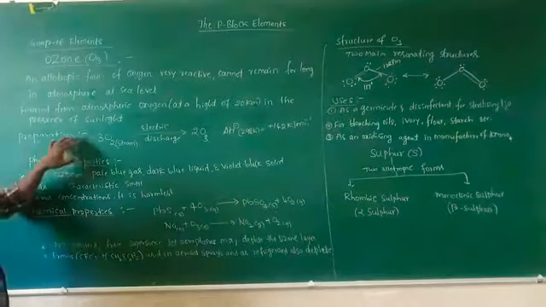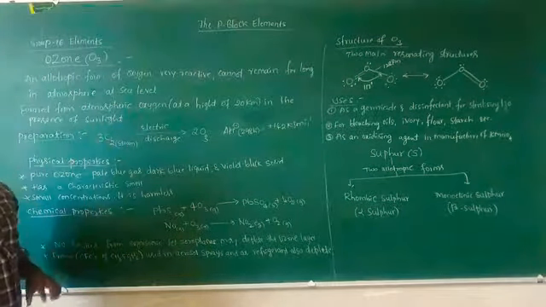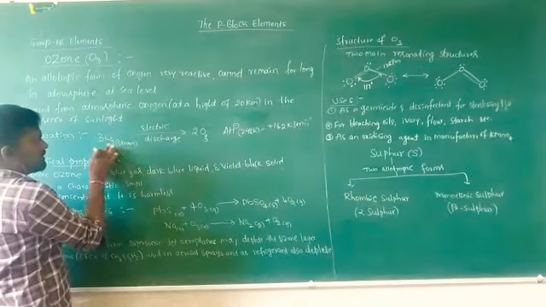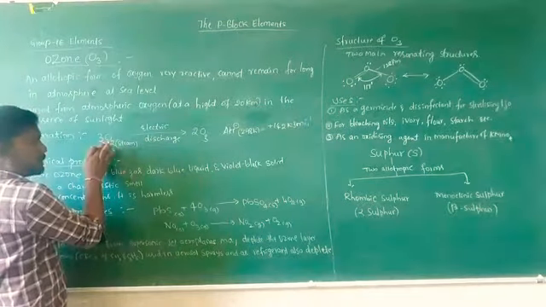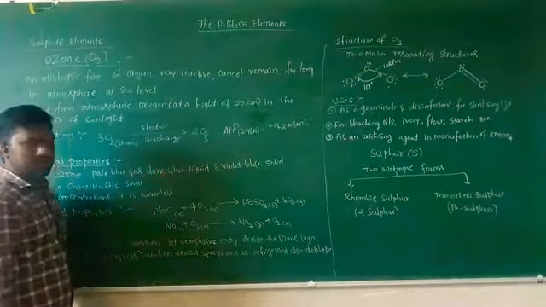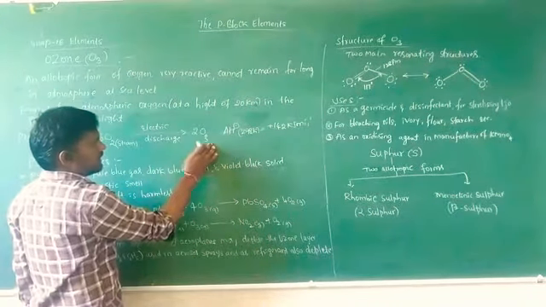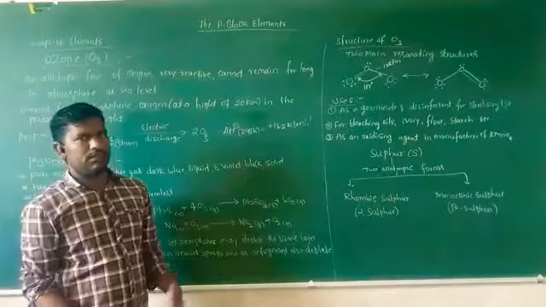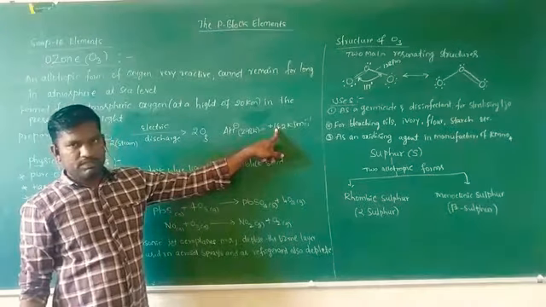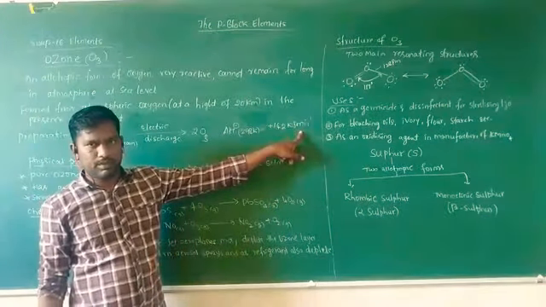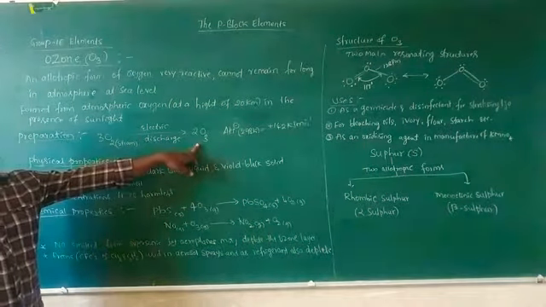How do we prepare ozone from atmospheric oxygen? Atmospheric oxygen in the form of a stream is passed through an electric discharge. Then the stream of O2 converts into O3. Dioxygen converts into ozone. The change in enthalpy of formation at room temperature is plus 142 kilojoule per mole. In that condition, atmospheric oxygen converts into ozone.